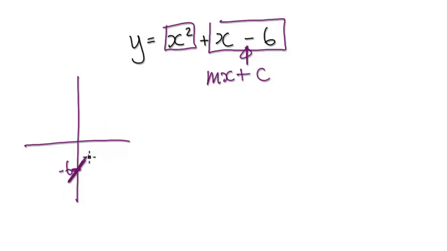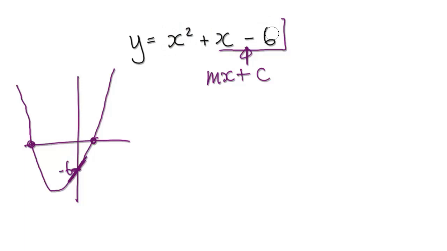So from this region, take it down and then straight up again, and then from here straight up. So your graph will look something like this. Notice that this length here is longer than this length here. So our job now is to find the roots. So to find the roots, we have to factorize this.